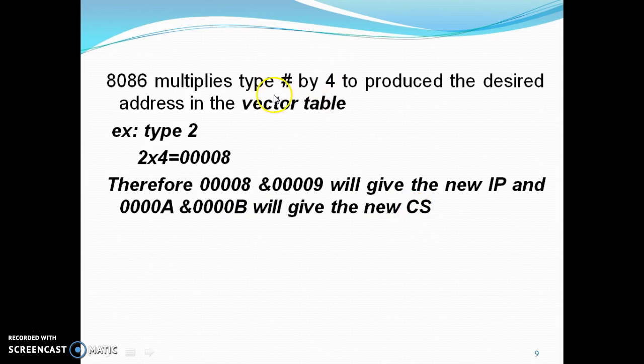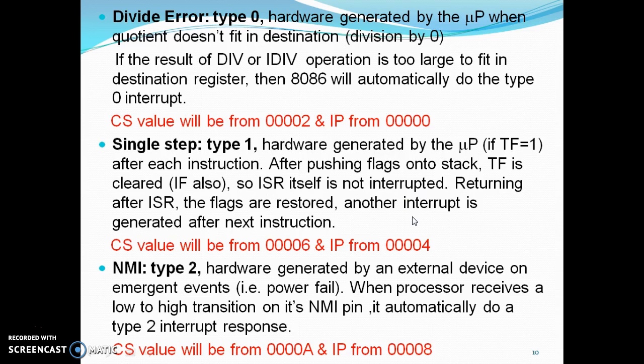So we multiply the type number by 4 and you get some memory location. That memory location and the next memory location will be used for the IP, that is the lower order, and the next two memory locations will be used to get the new CS.